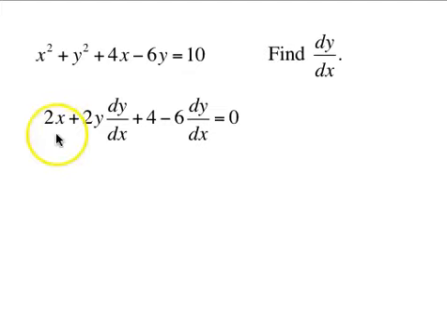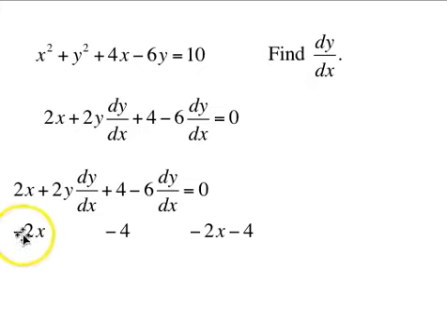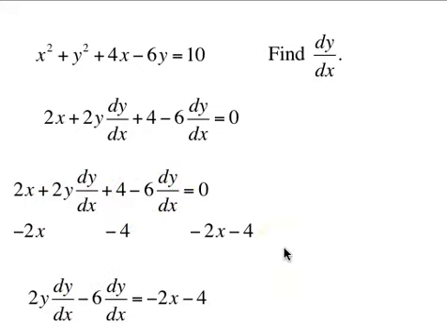And it's fixed. So from the previous page we have 2x plus 2y dy dx plus 4 minus 6 dy dx equals 0. We want to have the dy dx's on the left side, everything else on the other. I will need to subtract 2x and 4 from both sides. So subtract 2x and 4 from the left, subtract 2x and 4 from the right. So the 2x's are gone, the 4's are gone. We'll have 2y dy dx minus 6 dy dx equals 0 minus 2x minus 4, or negative 2x minus 4.